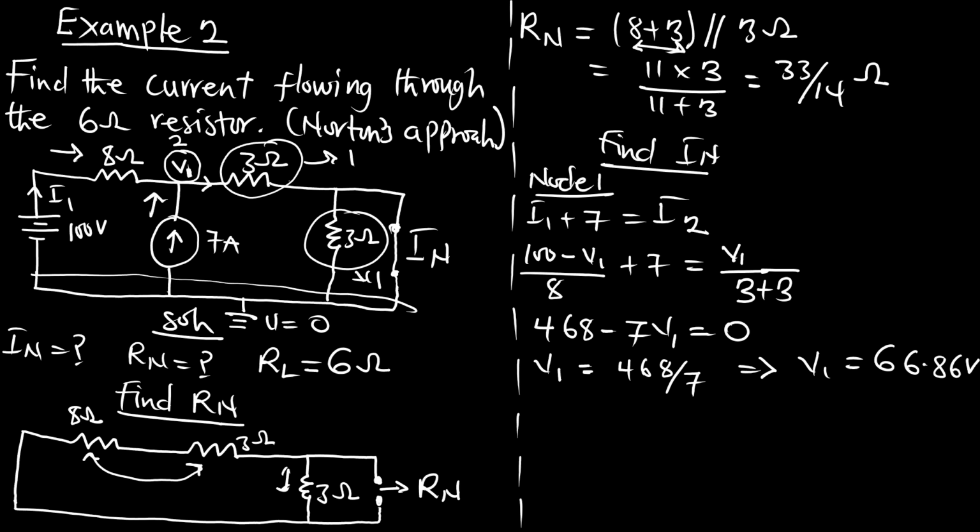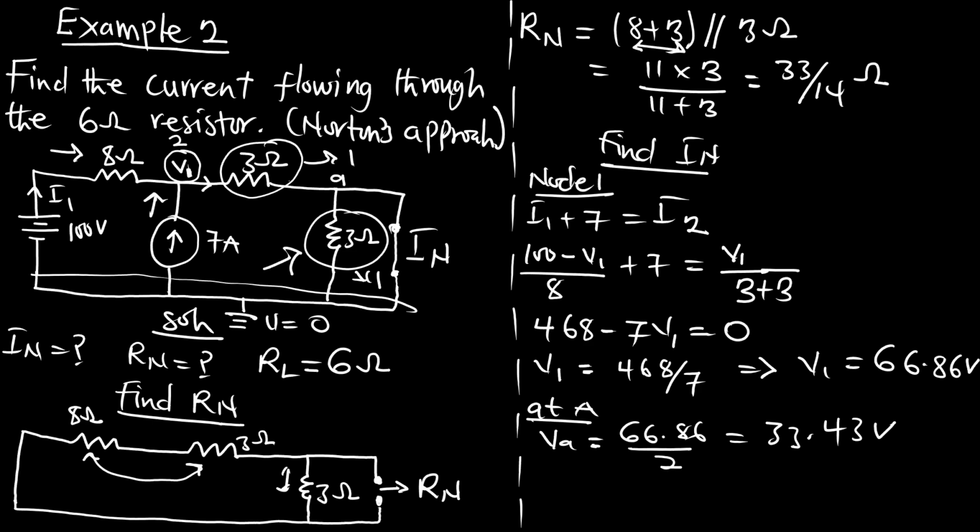So meaning we can call this point, let's call this point A. So at A, because there is going to be a voltage drop at this 3 ohm resistor, the voltage at A, V at A, is equal to half of the voltage, 66.86 over 2. And that is going to give us 33.43 volts. Are we okay?